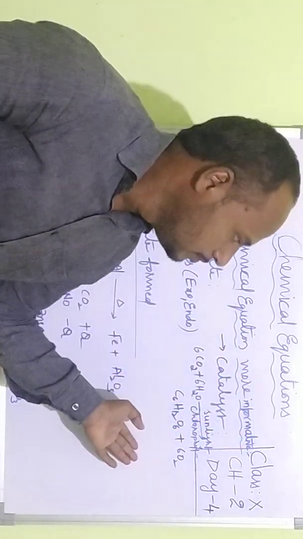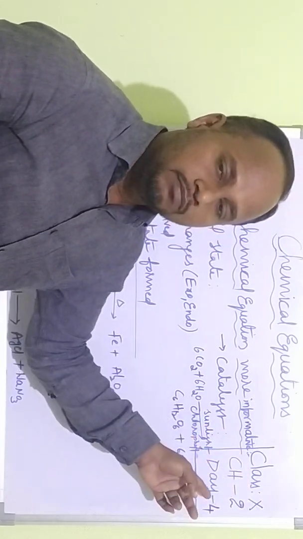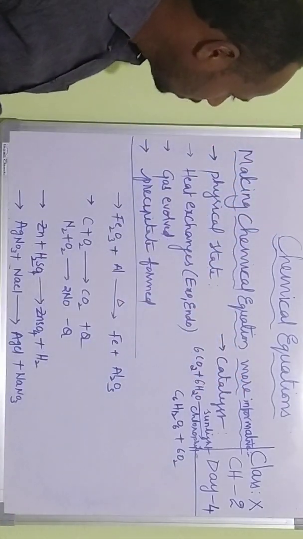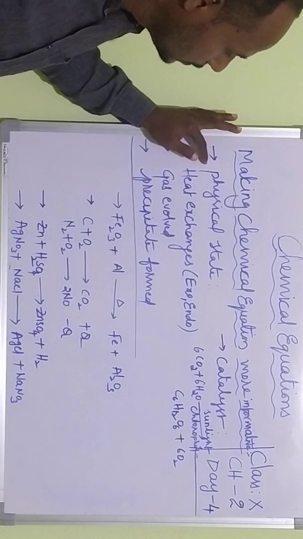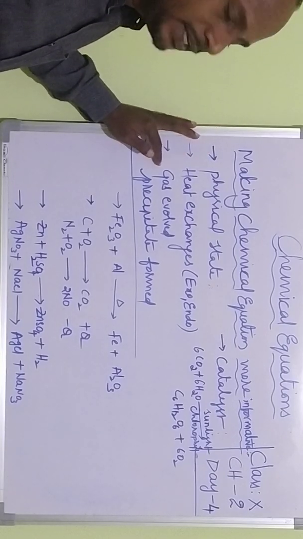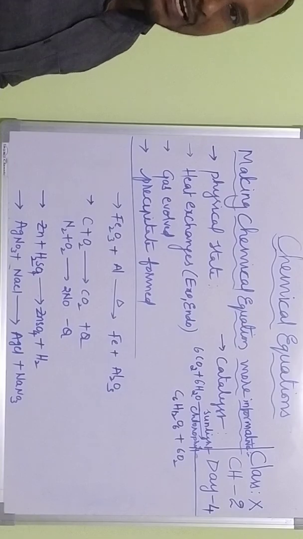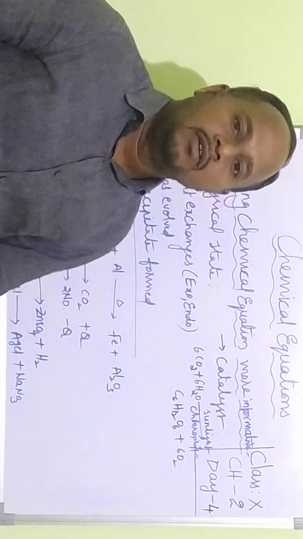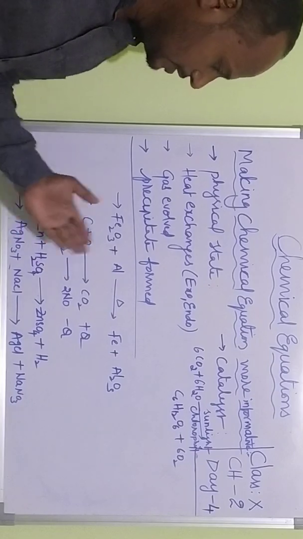Here, 10th class chapter 2, we are in day 4 now. In day 4 we are going to discuss making chemical equations more informative. Totally, by using physical state, heat exchanges, gas evolved and precipitation formed, and sometimes using catalysts, by using these data we can identify easily. We will discuss these one by one briefly, with examples.